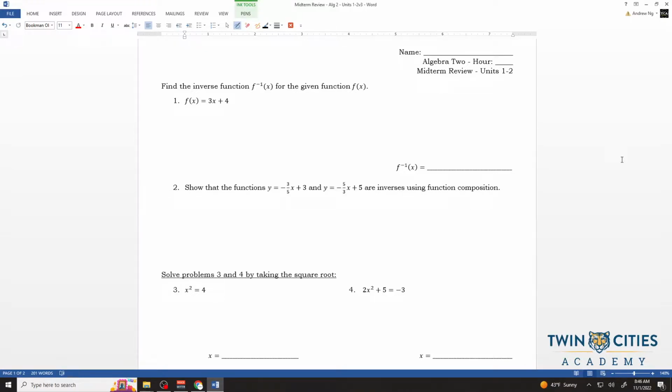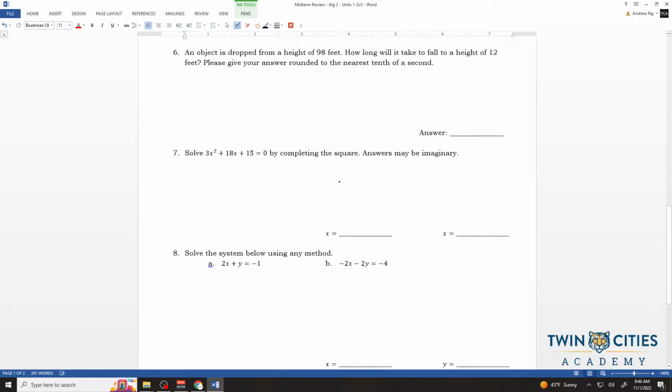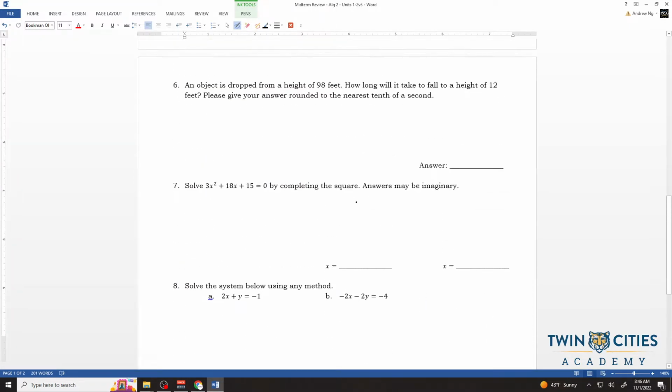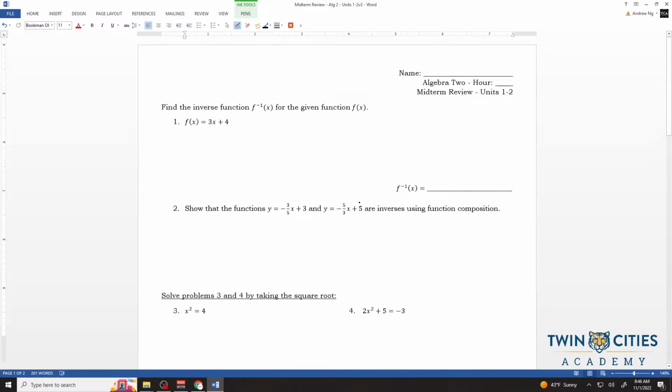Today we're going to review for the fall midterm exam. On this review, there are 9 problems. That means that on our exam, it's going to follow the exact same format. You'll see similar problems to this.